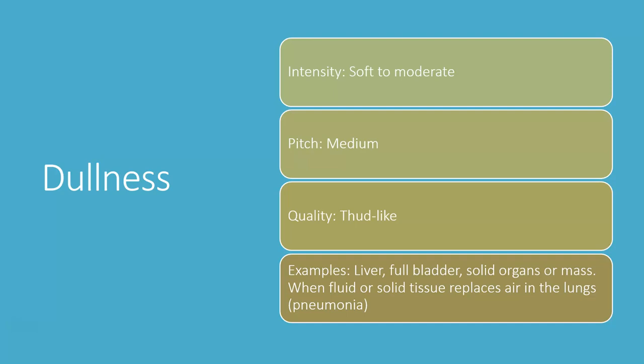Okay, so dullness. With dullness, the intensity is going to be soft or moderate. It's going to have a medium pitch, and the quality is going to be thud-like. For example, when you are percussing over the liver, a full bladder, solid organs, or a mass, it is going to have a dull sound. Also, when fluid or solid tissue replaces air in the lungs, such as pneumonia, you could also percuss dullness there as well. Sometimes in some areas, some of these sounds are normal, but if they're in other areas, they can indicate abnormalities.